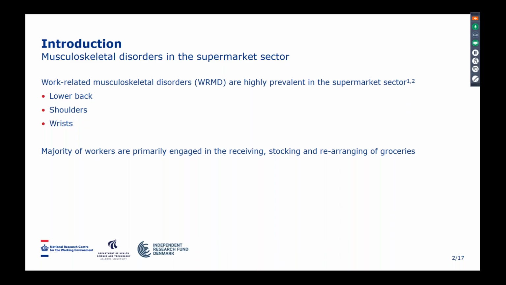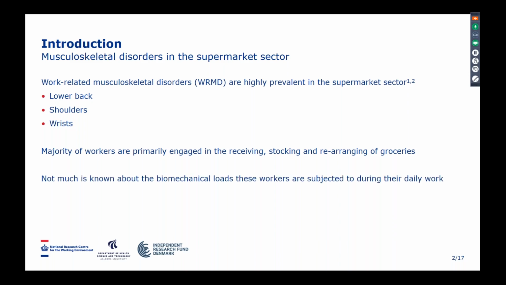Despite this, a lot of the intervention studies or biomechanical analysis of the work in supermarkets have actually targeted cashiers and check stands. But when we have done observations for this particular project in the supermarket, we actually found that the majority of the workers spend almost all of their time in the handling of different groceries and merchandise, from the receiving in the storage room and to actually storing them and arranging them in the shopping area.